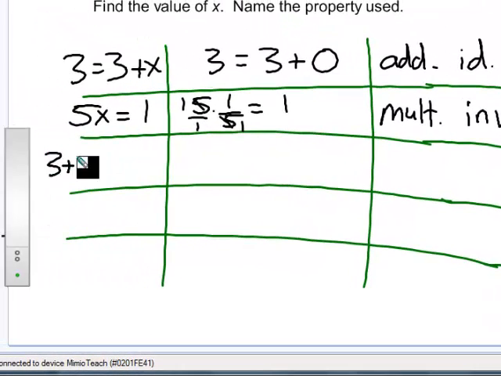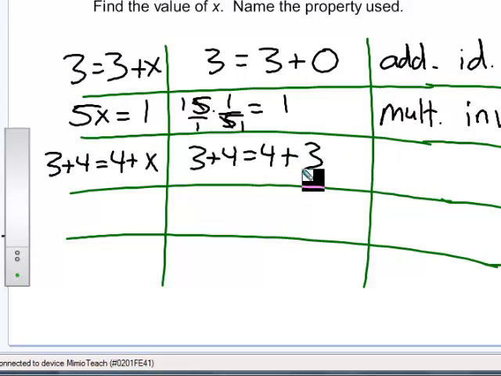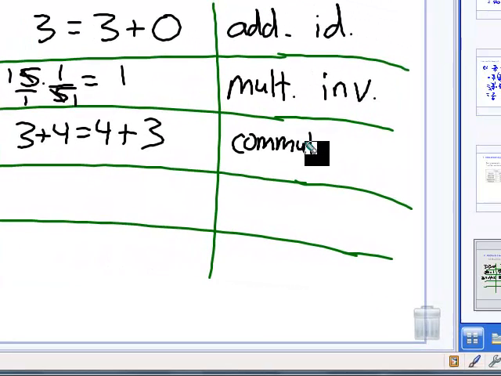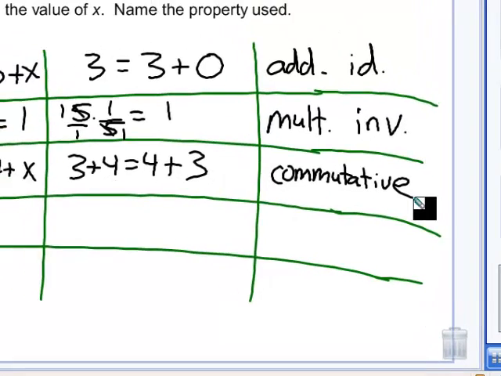There we go. 3 plus 4 equals 4 plus what? 3? Yep, you're right. 3 plus 4 equals 4 plus 3. So x in that case is 3. Okay. What says that 3 plus 4 equals 4 plus 3? That is the commutative property. Says I can add in any order. Sure enough.